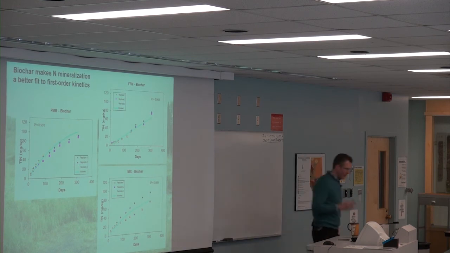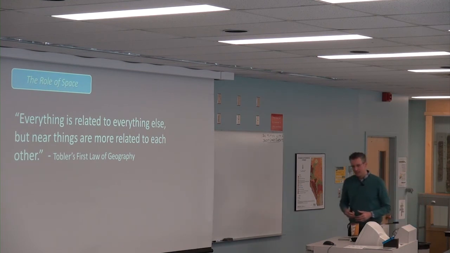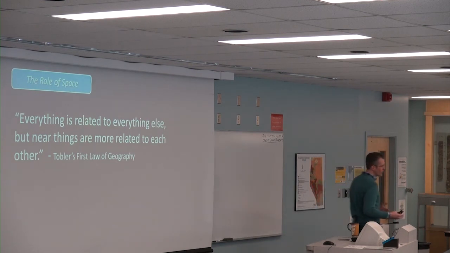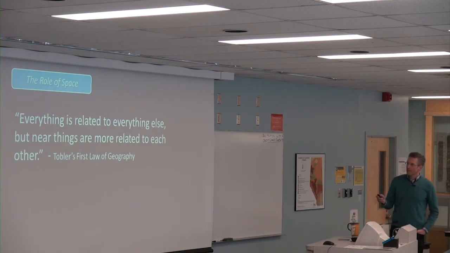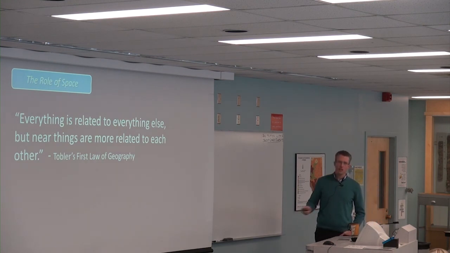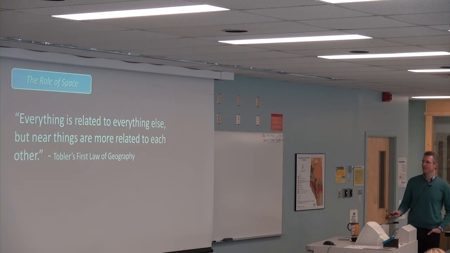Okay. The other thing that I wanted to talk to you guys about today is the idea of space. How can we use space as a different way of looking at ecosystem development over time? The idea about space is that everything is related to everything else, but near things are more related to each other than far things, right? It's Tobler's first law of geography, right? So it's not often we get to cite laws in ecology, right?